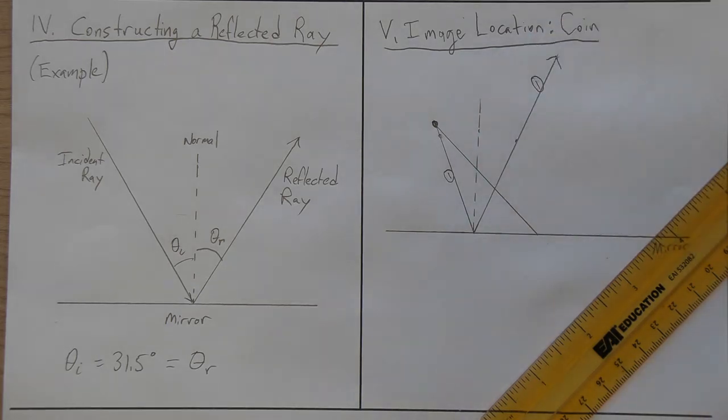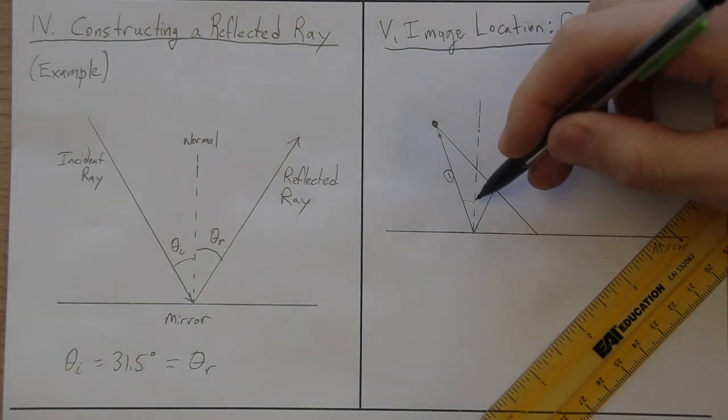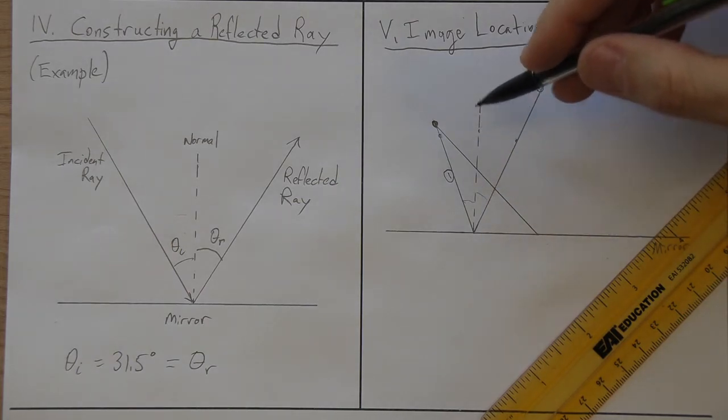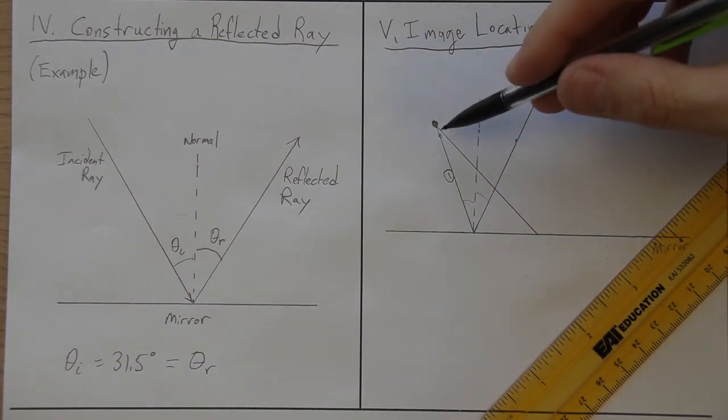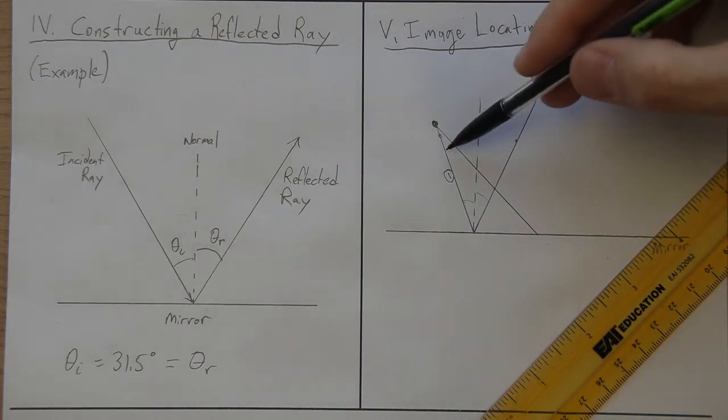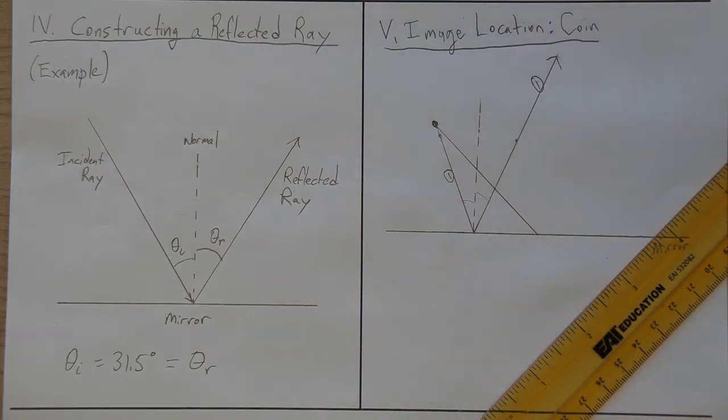So go ahead and make your reflected ray now to the best of your ability. Again, be as accurate as you can. I said 22.5, whatever that angle was. Yours will be different. It might be 19 or whatever. We'll make it 19, whatever it was. Go ahead and make your reflected ray number 1.